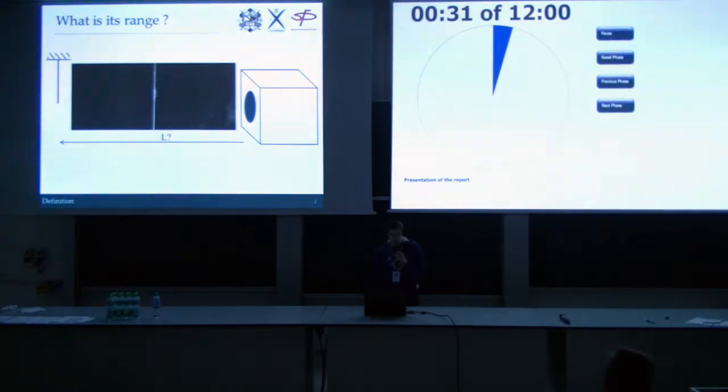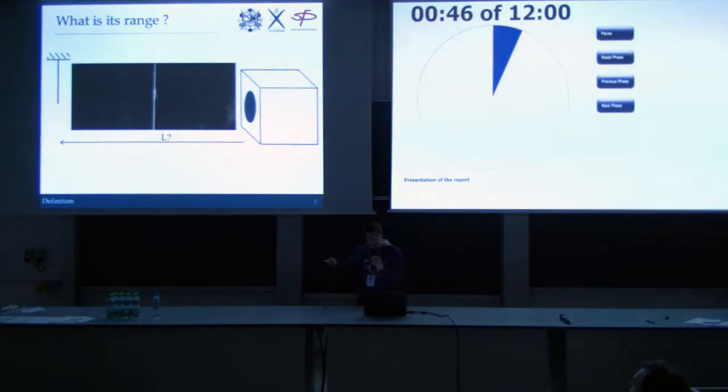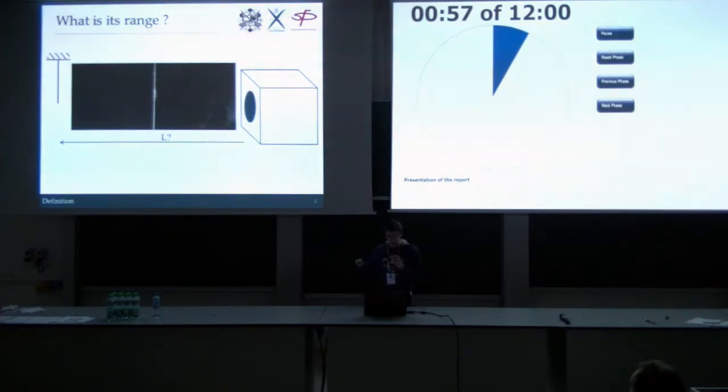First, what is its range? How do we define the range of the vortex? We define the range of the vortex by using a thin sheet of paper. If the sheet is moving, that means that the vortex has reached it. Then we move the paper sheet backwards. And if the paper sheet doesn't move, that means the vortex ring hasn't reached it.